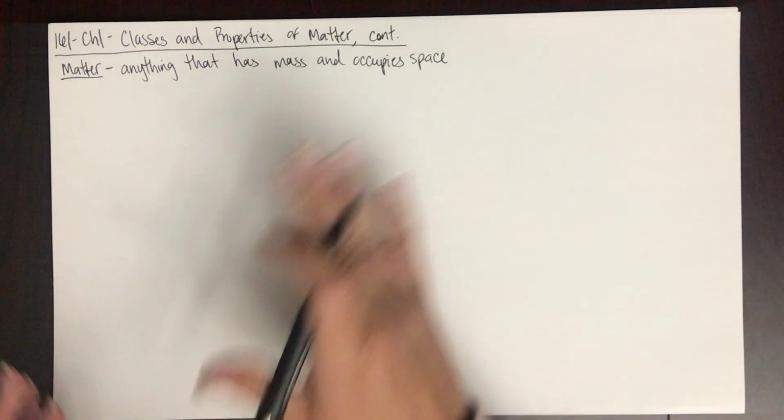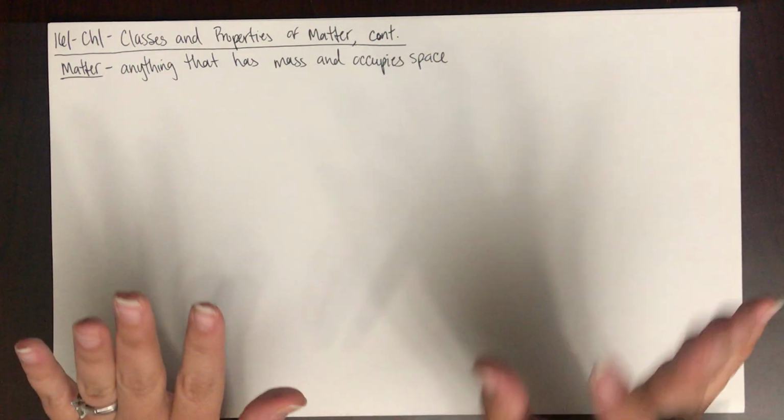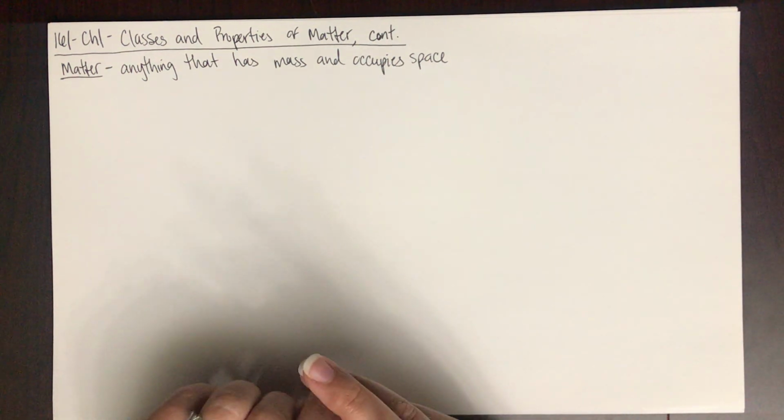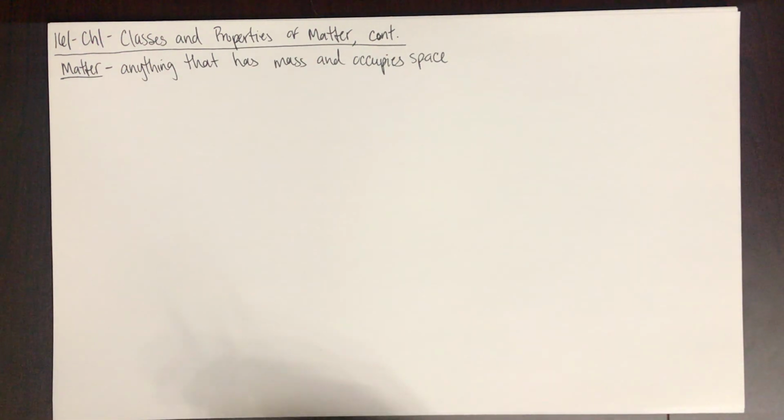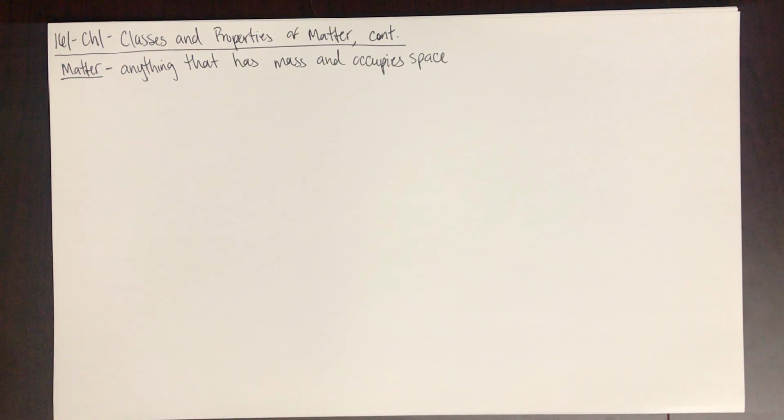And we broke down the different types of matter in the previous video. We talked about all matter is either a pure substance or a mixture, and the pure substances are elements and compounds, and the mixtures are homogeneous mixtures or heterogeneous mixtures. So what this class is all about is the study of matter. Chemistry is the study of matter. It's the study of the properties of matter, its composition, its structure, the changes.